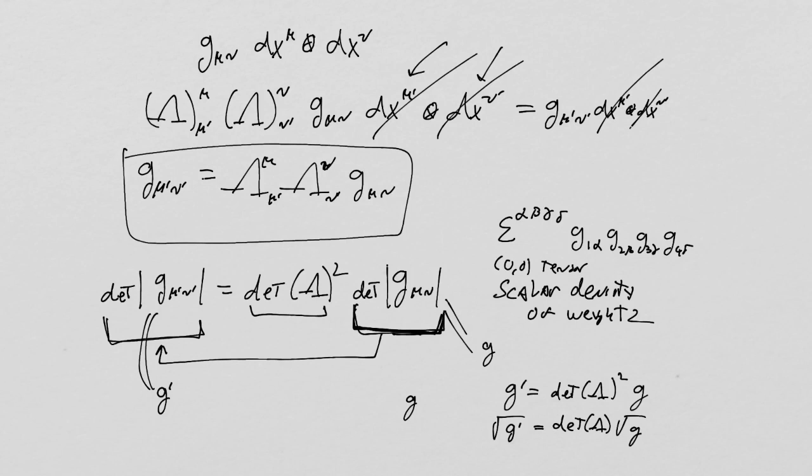So the square root of the determinant is a scalar density of weight 1. The square root of G transforms like a scalar density of weight 1 because there's no 2 here in the exponent, it's only a 1. So that's a scalar density of weight 1, and this is a scalar density of weight 2. Likewise, I suppose G squared would be a scalar density of weight 4. So this is another easy-to-derive little fact: G is a scalar density.